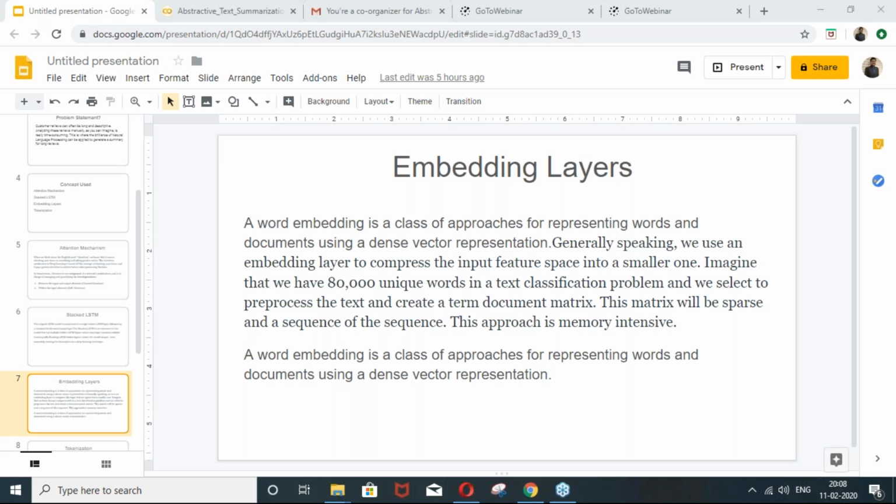Embedding layers avoid the memory-intensive, sparse matrix of one hot vectors. Basically, it uses the dense vector representation to do so.